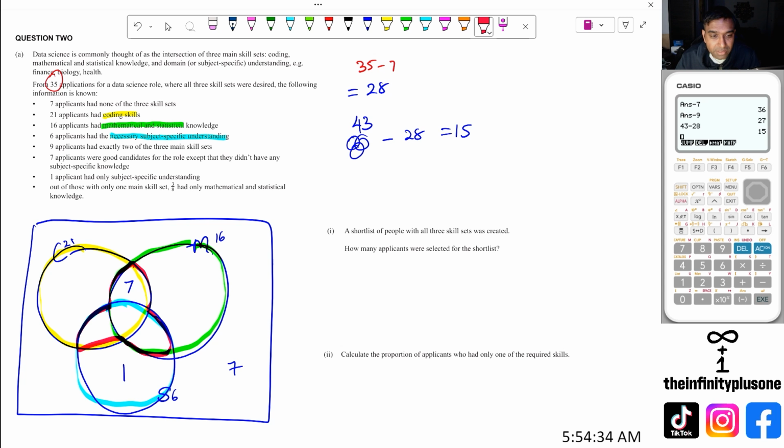So that's the 15. But we do know that those three zones here, so zone A plus B plus C, A plus B plus C is actually 9 because that's also mentioned here. So we've got to go 15 take away 9, which is 6. And then because zone D is getting added twice, we've got to do 6 divided by 2, which would give us that particular zone, which happens to be 3.